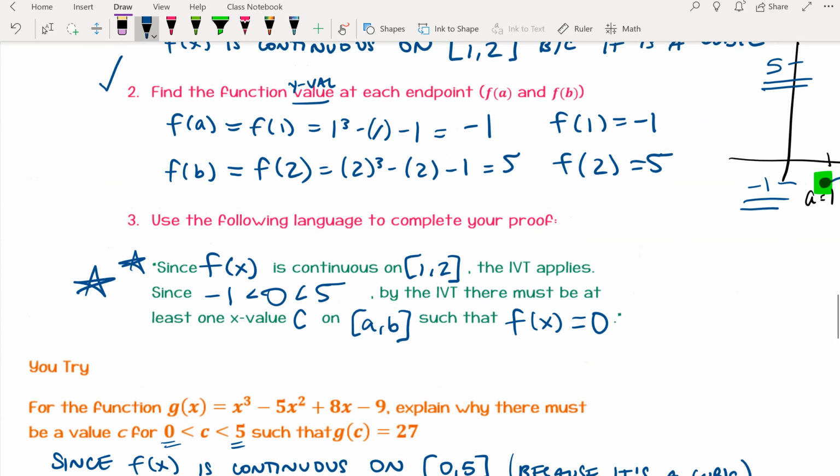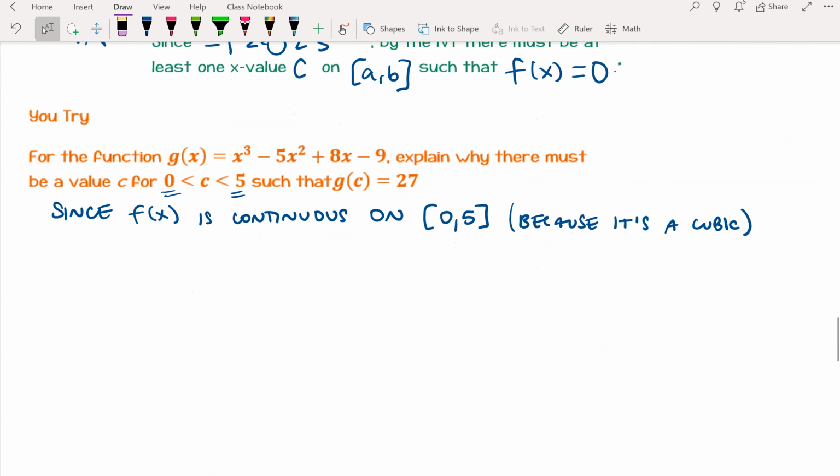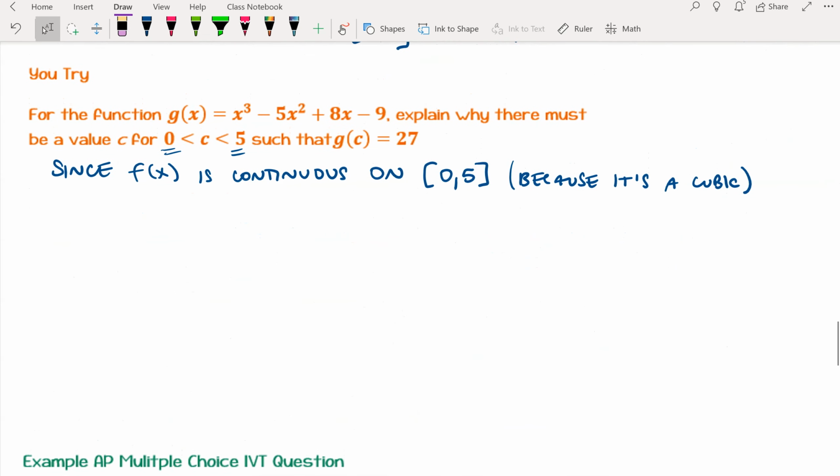We need to find, step 2, the function y values at each endpoint. So I'm going to go down here and do that, and then I'll finish my final answer. I need to find f of 0 and f of 5, because those are our two endpoints. f of 0 is going to be 0 cubed, minus 5 times 0 squared plus 8 times 0 minus 9. That equals -9. And then f of 5 is going to be a big number because it has 5 cubed.